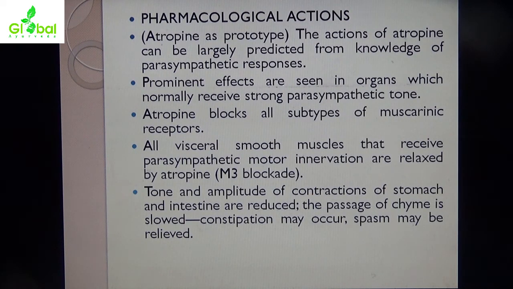Pharmacological action of these anticholinergic drugs: the actions of atropine can be largely predicted from knowledge of parasympathetic responses. Prominent effects are seen in organs which normally receive strong parasympathetic tone. Atropine blocks all subtypes of muscarinic receptors. All visceral smooth muscle that receives parasympathetic motor innervation is relaxed by atropine.